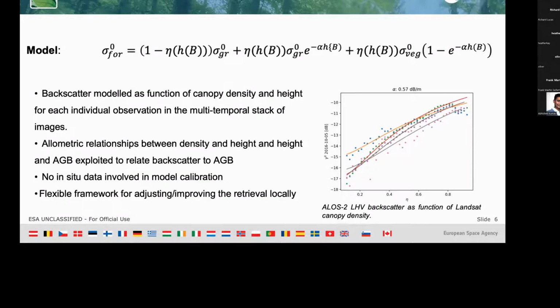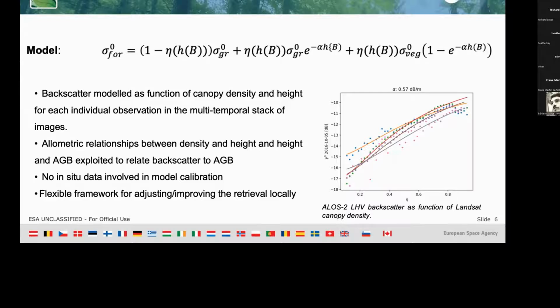So the model that we use here to relate backscatter to biomass is a simple water cloud type of model that has been reformulated in two different ways. It can be used to relate to forest structural information like canopy density and height, but there's also a version of the model that relates backscatter to biomass. And the way this works here is that we calibrate the model with the aid of optical canopy density maps.